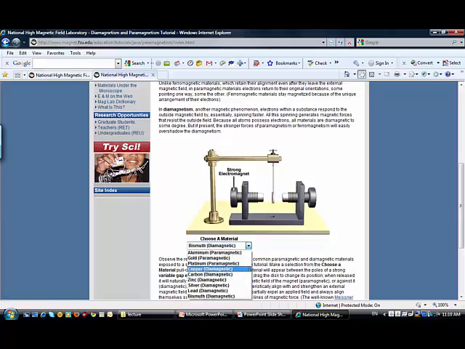And then for paramagnetic, the interaction is different because the magnetic field due to the gold is going to be in the same direction as the applied magnetic field.